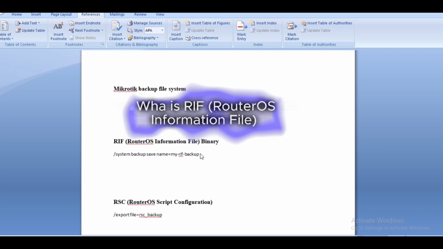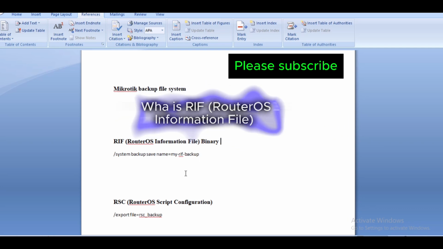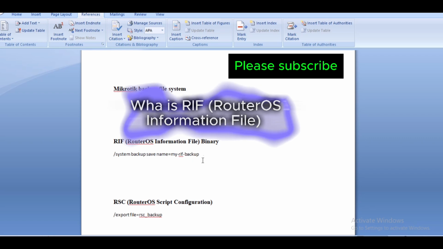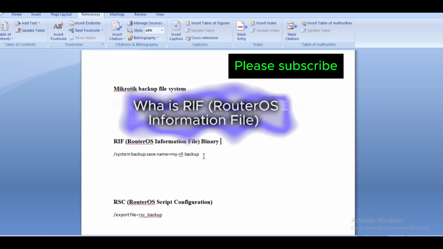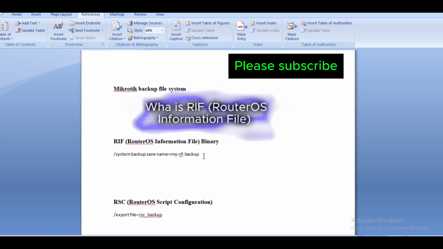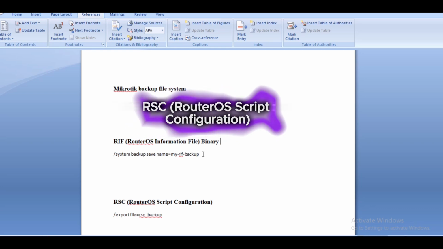So what is RFI? RFI stands for RouterOS Information file. It is a binary file and obviously it is not human readable. For quick backup and restoring purposes with the same model of router, this system is best.